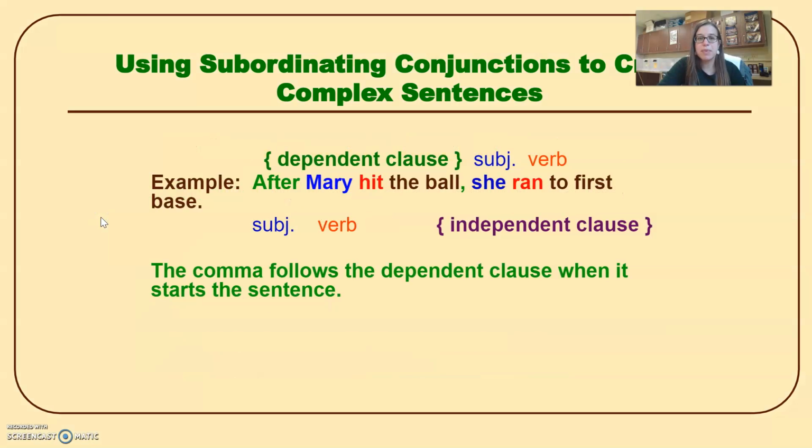So looking at some more examples. After Mary hit the ball, comma, she ran to first base. We have our subordinate conjunction after. We have our dependent clause after Mary hit the ball. Because after is in the front up here, we have the comma here. We need that comma. She ran to first base. The comma follows the dependent clause when it starts the sentence.